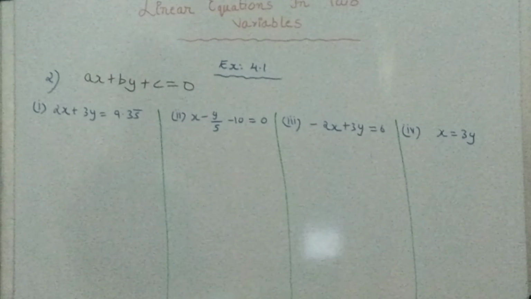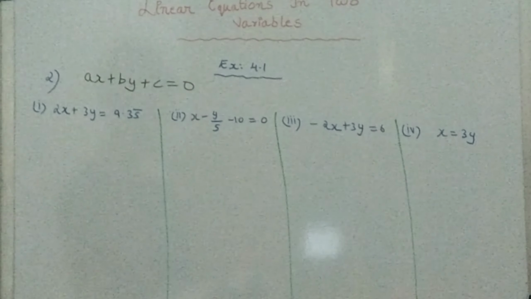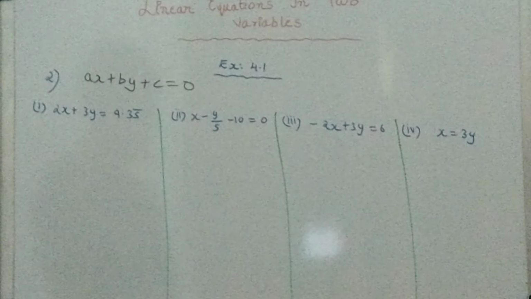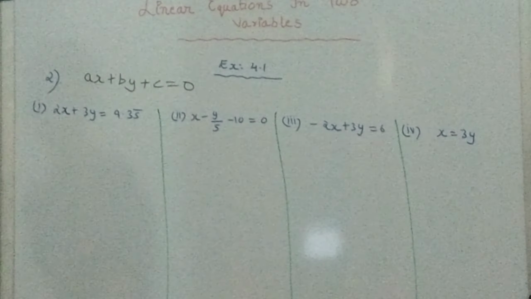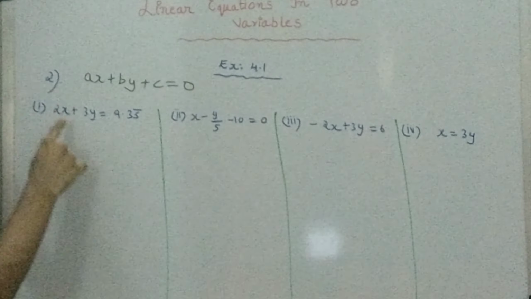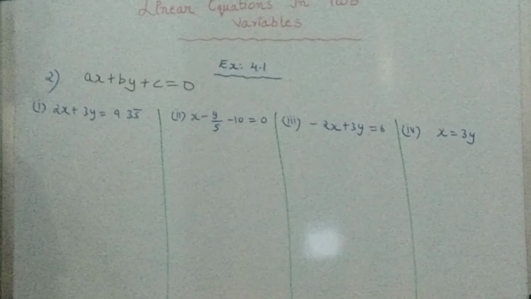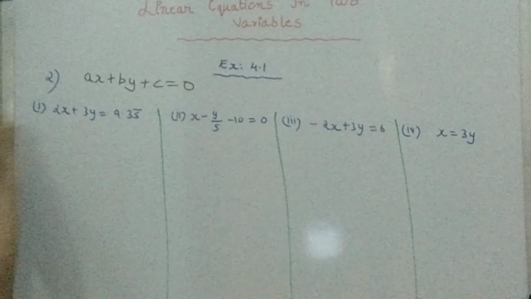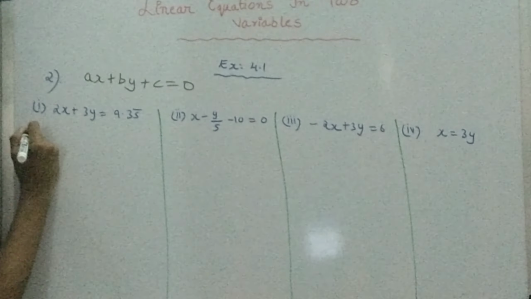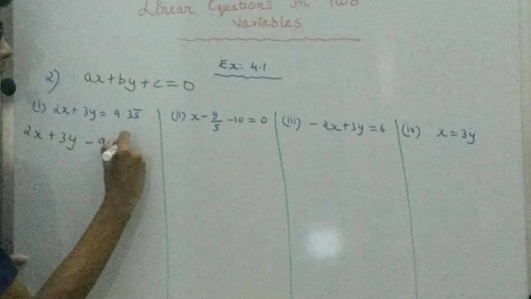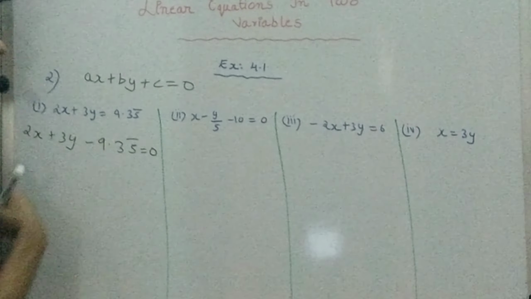Question: express the following linear equations in the form ax plus by plus c is equal to 0 and indicate the values of a, b and c in each case. So we have to express in the general form. So first one, 2x plus 3y is equal to 9.35 bar. So here what can we do? Bring the constant term to the other side. So we can say 2x plus 3y minus 9.35 bar is equal to 0.